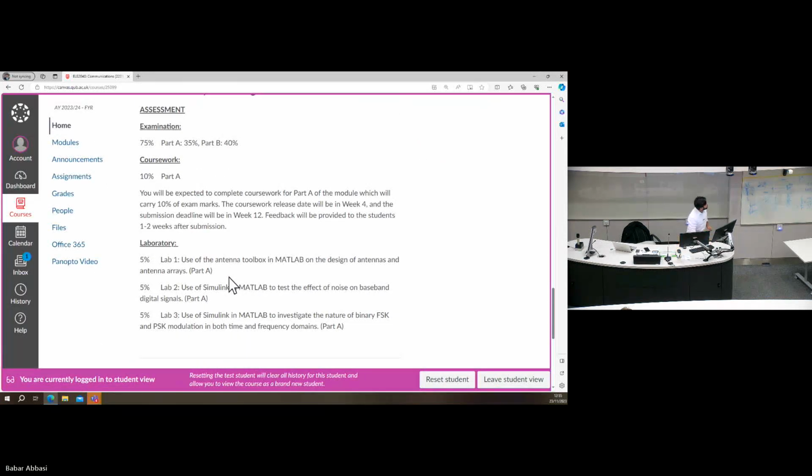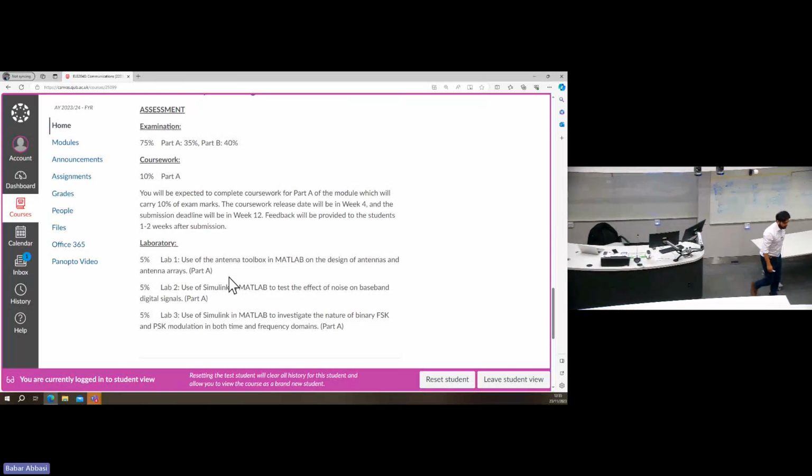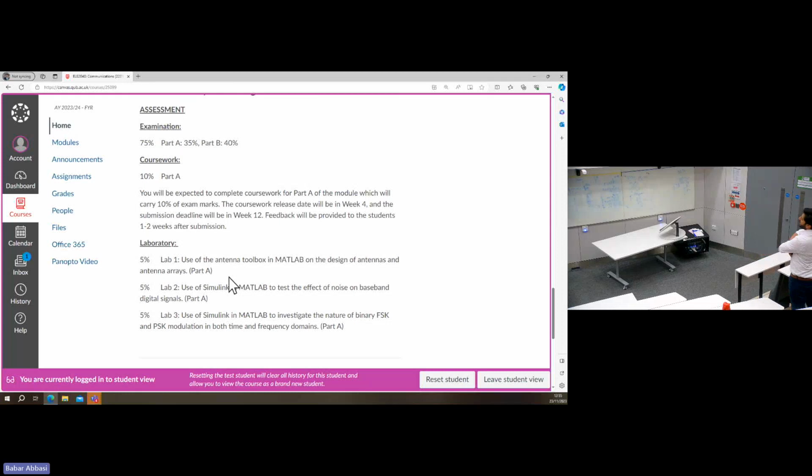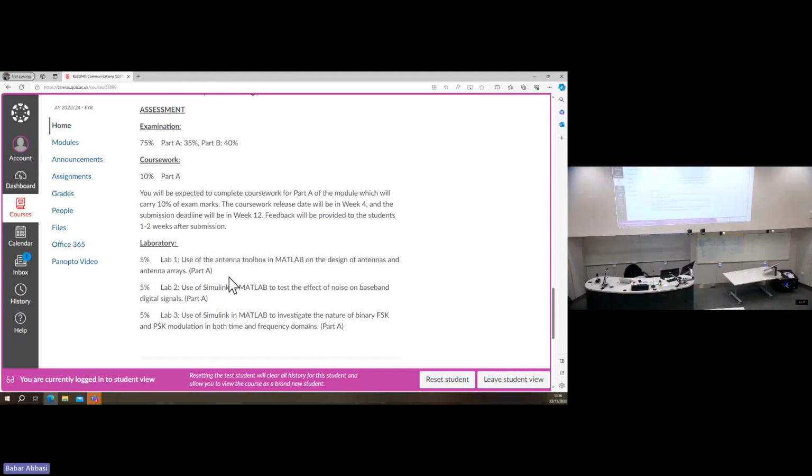Okay. So, that's your total assessment. Very quickly, you had part A and part B. The examination is 75%, and coursework is 10% from part A and 5% from part B. 10% from part A, and there is one lab of 5% from part A.